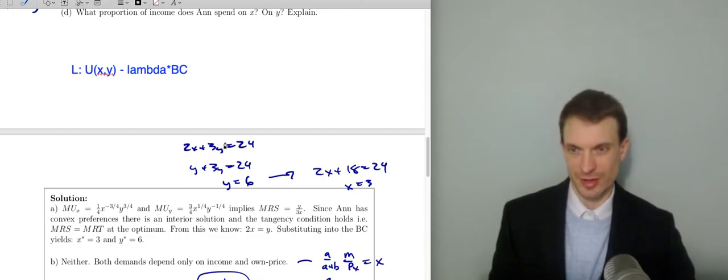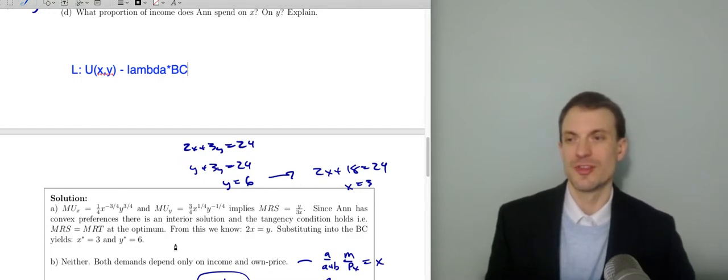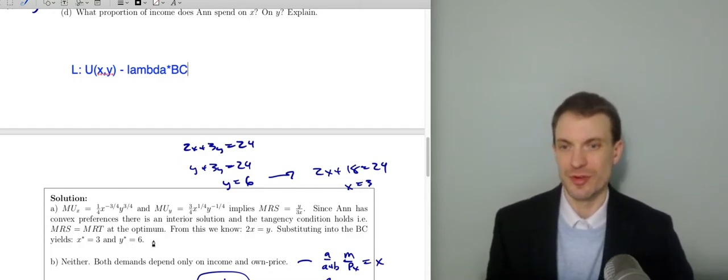Substitute that into the budget constraint. I've done that here. If 2x is equal to y, I'm going to replace this 2x with a y. That's going to be 4y equals 24, or y is equal to 6. If y is equal to 6, then 2x plus 18 is 24, which solves for 3 units of good x. So that's going to be Ann's optimal bundle. That's where we got this from.